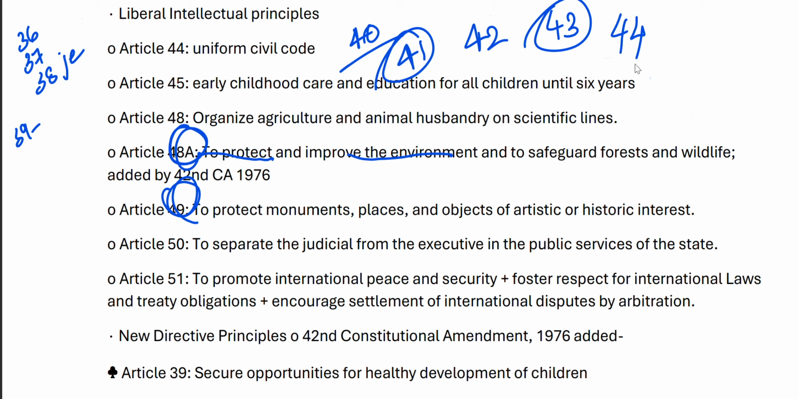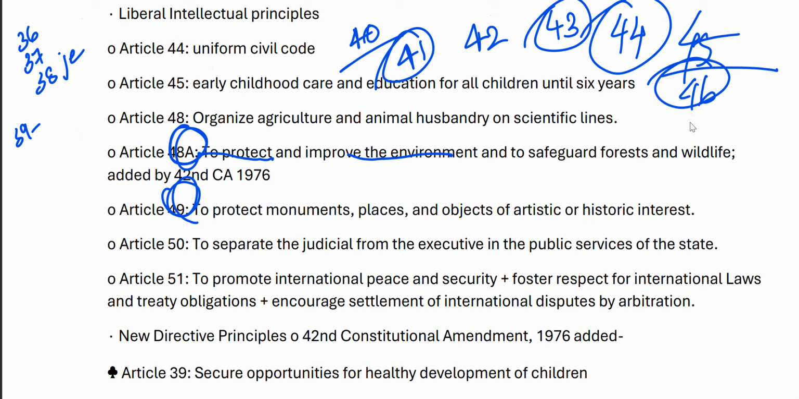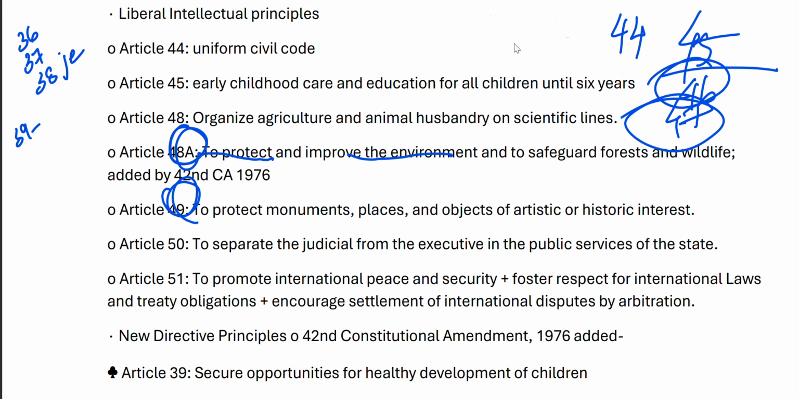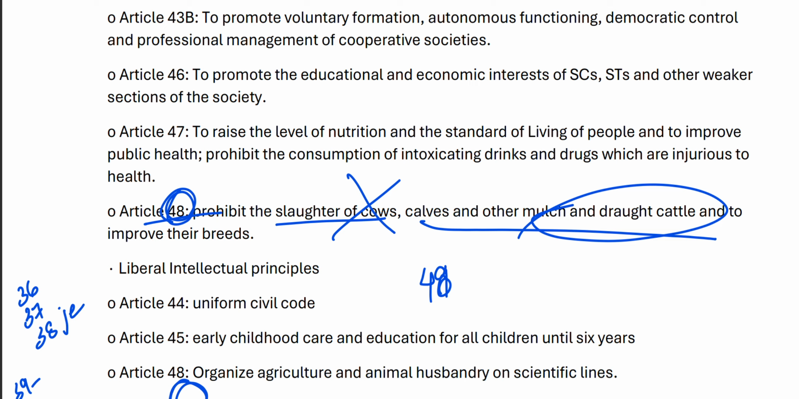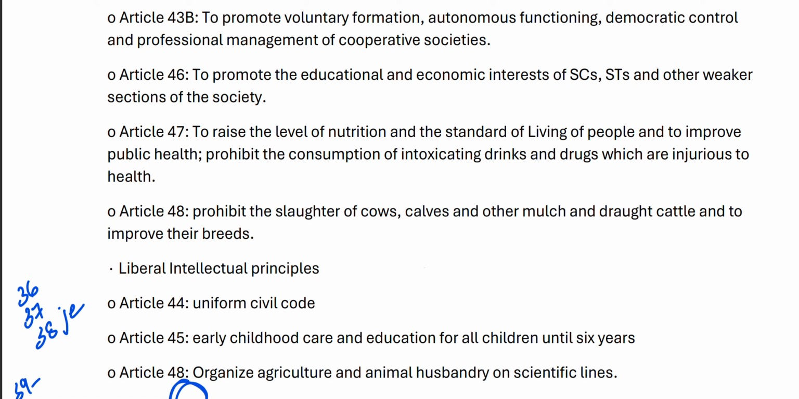We have 44, uniform civil code. 45 is children under the age of 6 years. We have to give early childhood care and education. Now we have 46. 46 is SC/ST. 47 is related to the standard of living of the people, and it is also connected to banning the intoxicants. 48 is related to the animals, right? 48 is to protect the cattle breeds from slaughtering, and agriculture as well as animal husbandry.